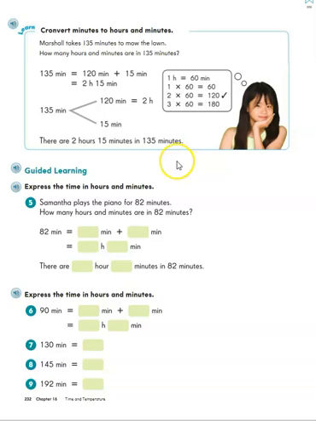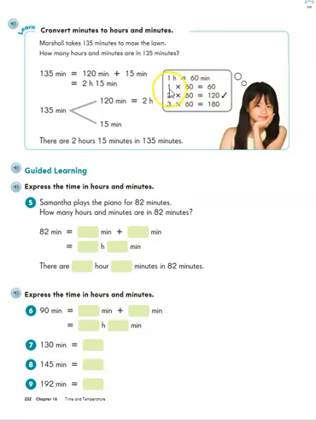Okay. Marshall takes 135 minutes to mow the lawn. Wow. Okay. How many hours and minutes are in 135 minutes? Okay, so now we need to kind of do it the opposite way, guys. So we have our 135 minutes. So we're going to look at this chart over here.